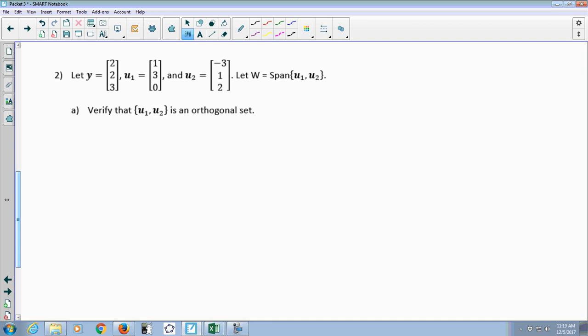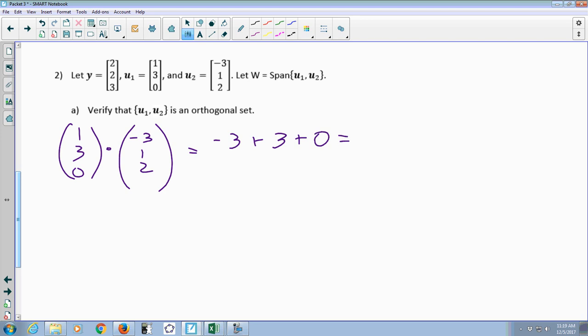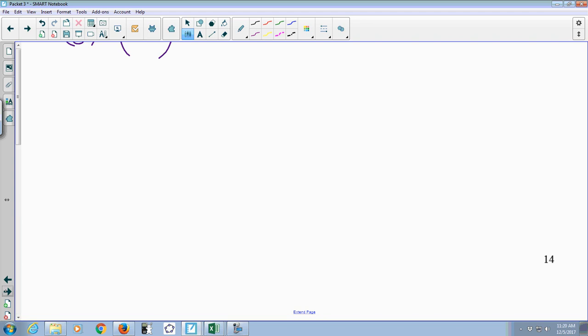You can only use the formulas that I just showed you if u1 and u2 is an orthogonal set, which means I have to check that their dot product is 0. So (1, 3, 0) dot product with (-3, 1, 2) is -3 plus 3 plus 0, which is 0, check. Because u1 and u2 form an orthogonal basis for W, I can use my formula to calculate y hat, which is on the next page.